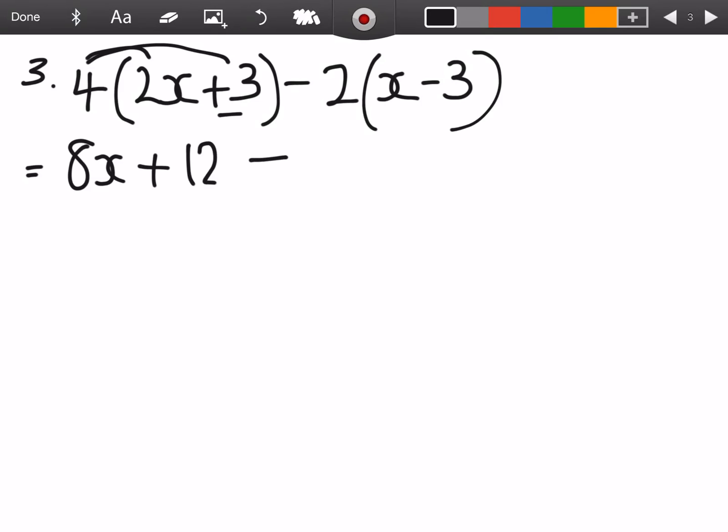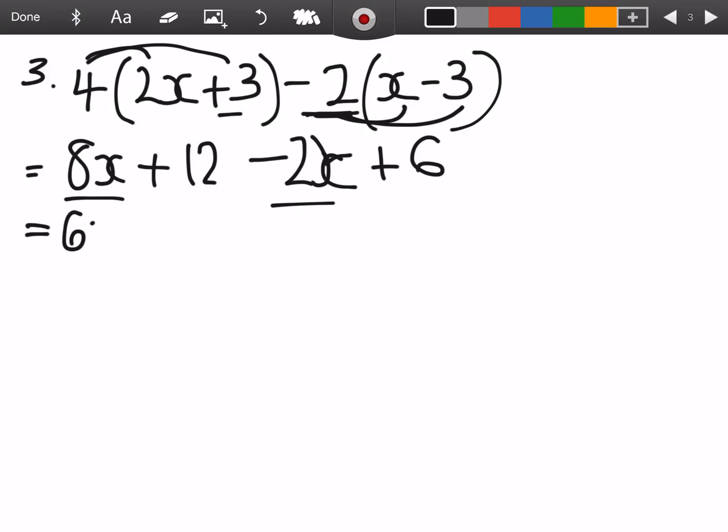I would tend to think about this as a negative 2 multiplying by x. So negative 2 times x is negative 2x. Oops, that is an x. And negative 2 times the negative 3. Negative 2 times negative 3 is a plus 6. And again, collect any like terms together. 8x, take away 2x, 6x. A positive 12, add 6 more. Plus 18.